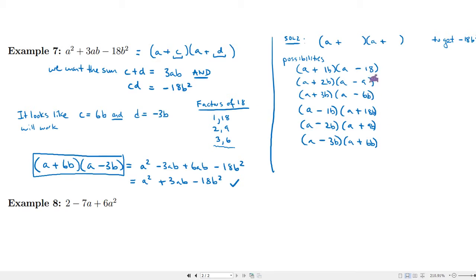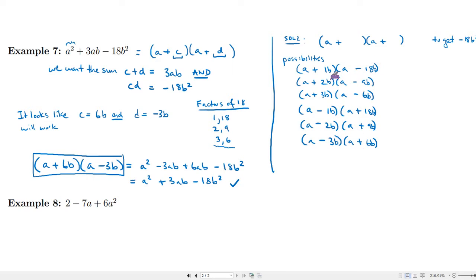So just eyeballing this, we can see the first term is definitely correct. We're getting a squared for all of them. And the last term, we should be getting negative 18b squared. So 1b times negative 18b is negative 18b squared. So it looks good. No other possibilities.